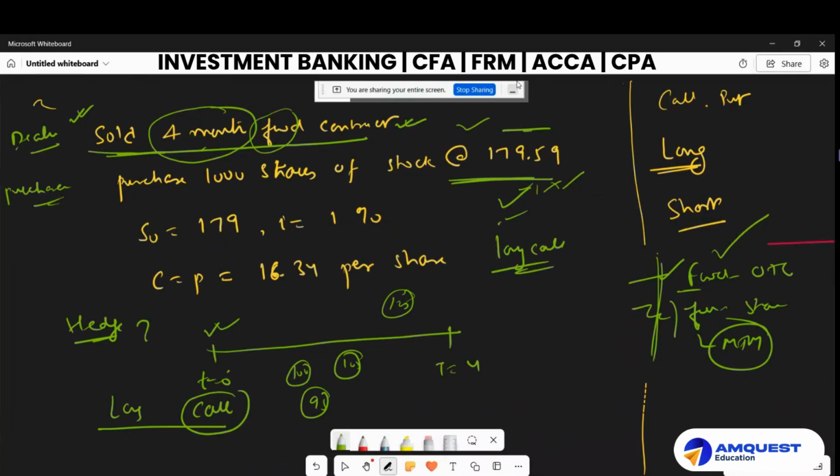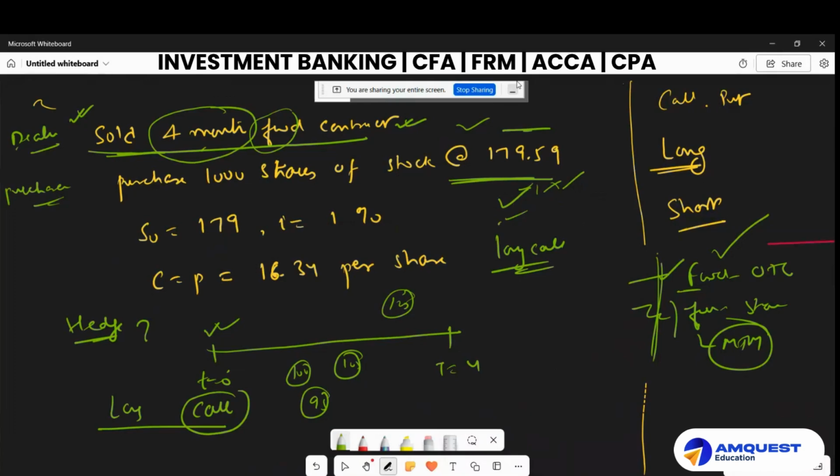Because basically he has effectively the right to buy, like the option to buy it at 179. So there's no option. Yeah, he has to buy it. No, he has to sell, not him.